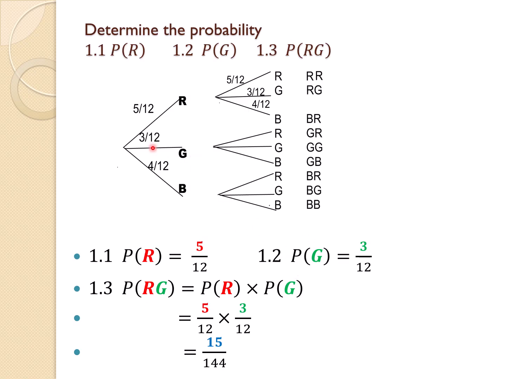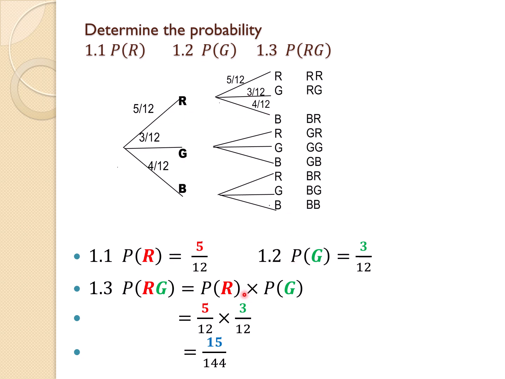I have 3 green whistles, so the probability is I can select any one of 3 out of 12 whistles that will be green. I hope you understand. If I say the probability that I select red and green, I select red, then I must select green. So I go from selecting 5 out of 12 to 3 out of 12.